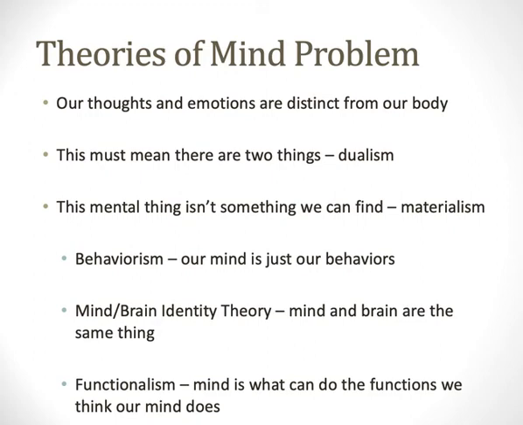It doesn't matter if it's a physical brain or some other alien brain, it's still got a mind. There's no mental thing, there's no soul, there's no mind like that, because all of these three theories deny that. But for functionalism, we understand the mind in terms of the role it plays.